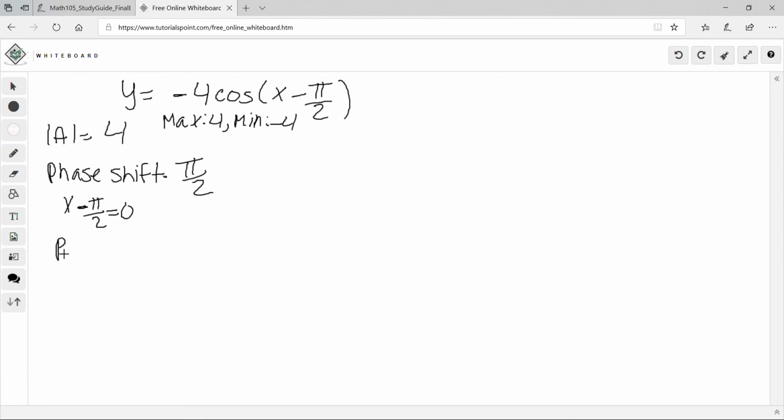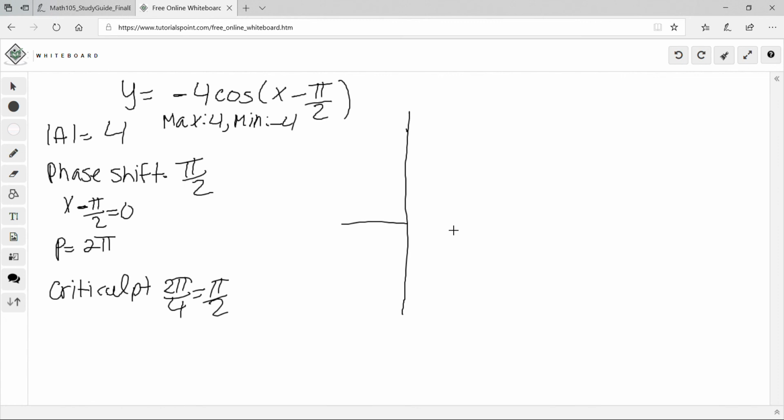Our period is 2 pi, and then our critical point is period over 4. So our period is 2 pi over 4, which is pi halves. So that's how much we're going to add each point. So here our max is 4, so 1, 2, 3, 4, and then our min is 1, 2, 3, 4. This is negative 4, this is positive 4.